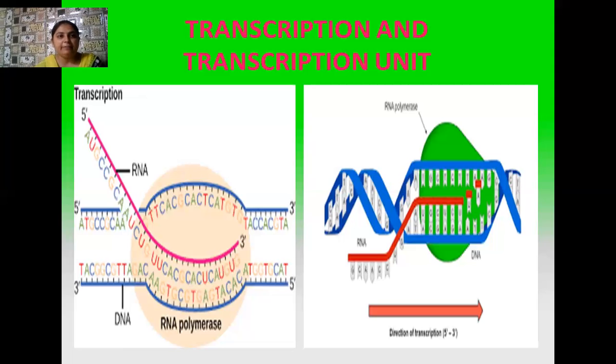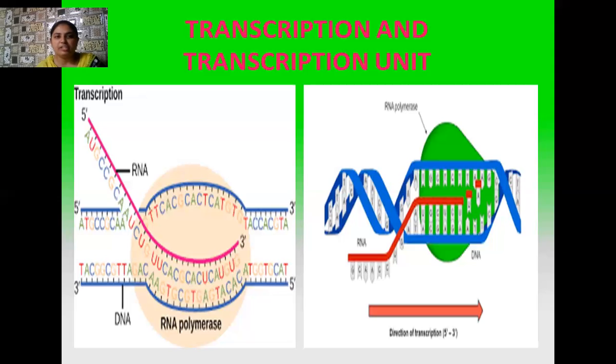Before I proceed with the process of transcription, I want to tell you about the components present in a basic transcription unit. Students, there are three components or regions present in a basic transcription unit. Number one is the promoter region, second is the structural gene, and third is the terminator region.